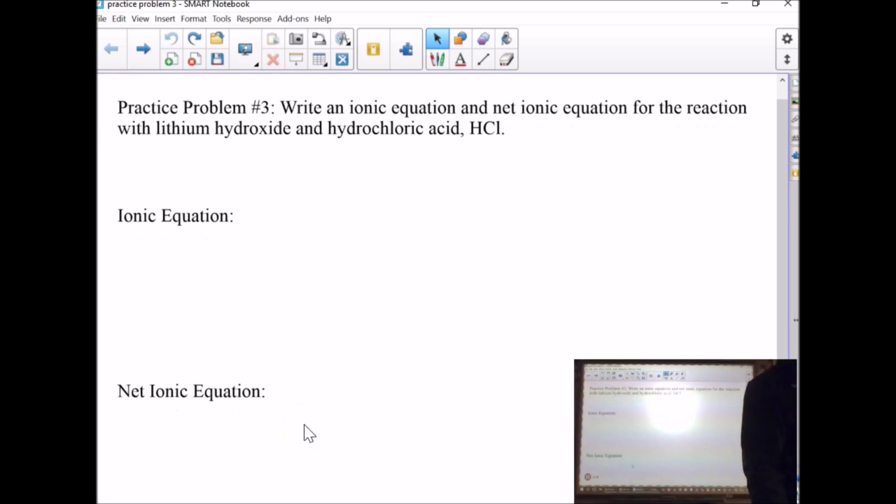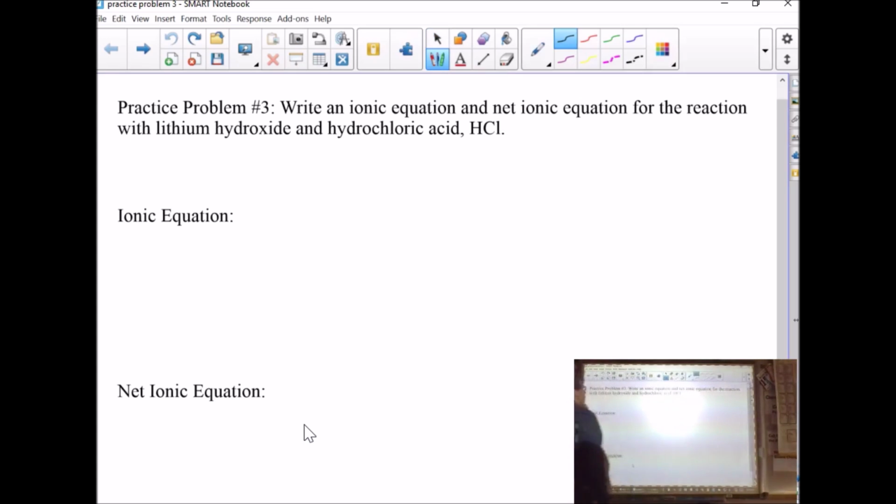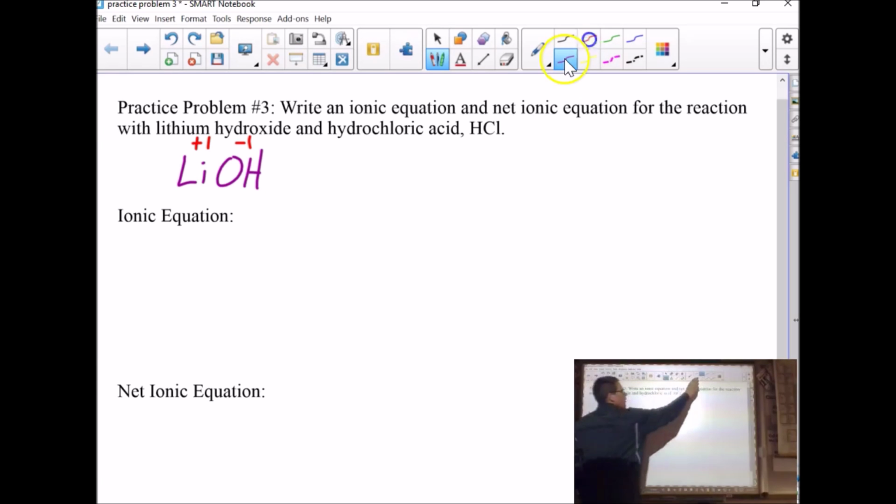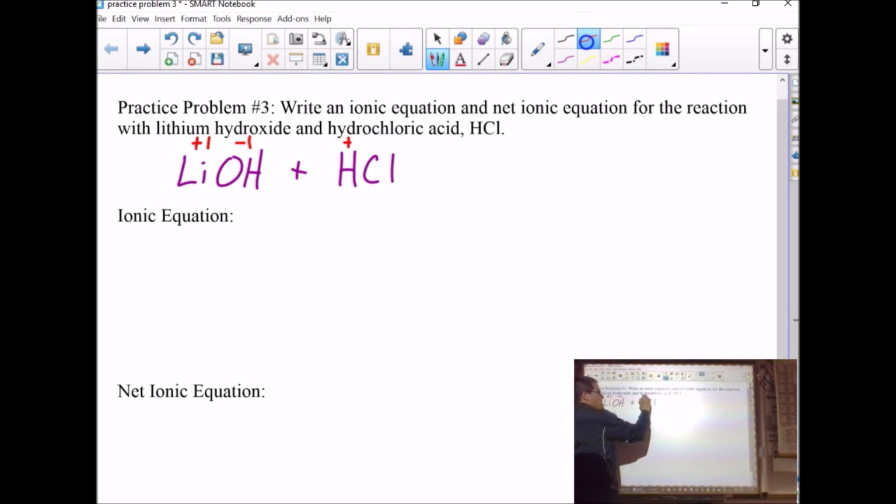Yeah. All right. So the only practice problem today is this, where it says write an ionic equation and a net ionic equation for the reaction of lithium hydroxide and hydrochloric acid. So again, I would recommend writing this out first before we do anything. So lithium hydroxide. What's the charge on lithium? +1. Hydroxide? -1. Good. And then we're going to react with hydrochloric acid. Now, even though I wrote it out, I still want you to make sure you know the charges. So hydrogen is +1. Chlorine is -1.